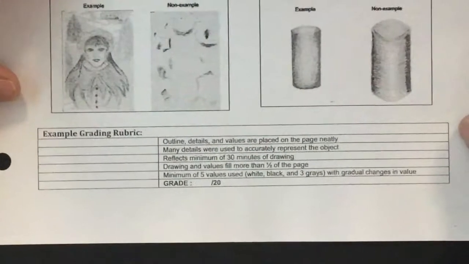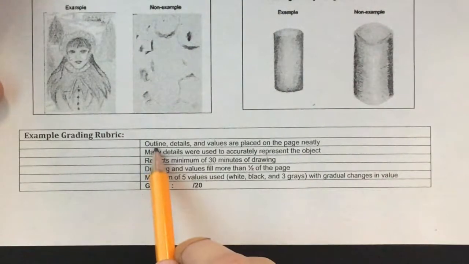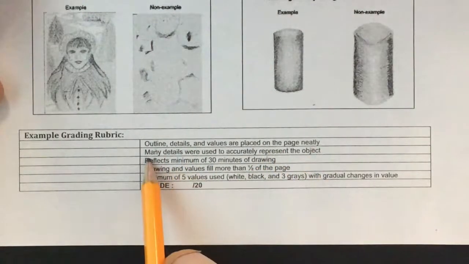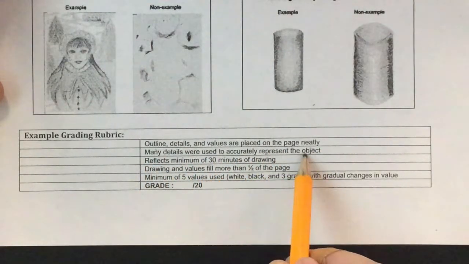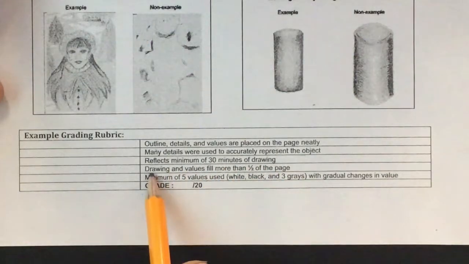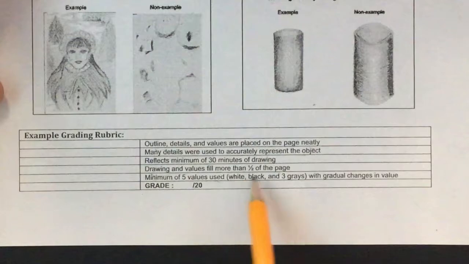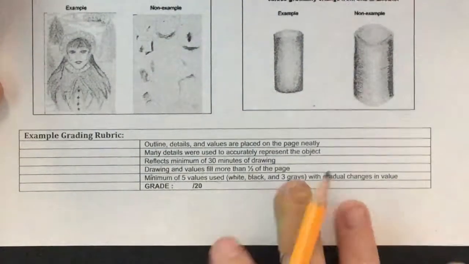Now remember, it's still going to be graded on the same criteria as our forms and objects. So outlines, details, and values are placed on the page neatly. Many details used to accurately represent the object, takes more than a class period, drawing in values fill more than half the page, and at least 5 different values used, black, white, and 3 grays, with gradual changes in value.